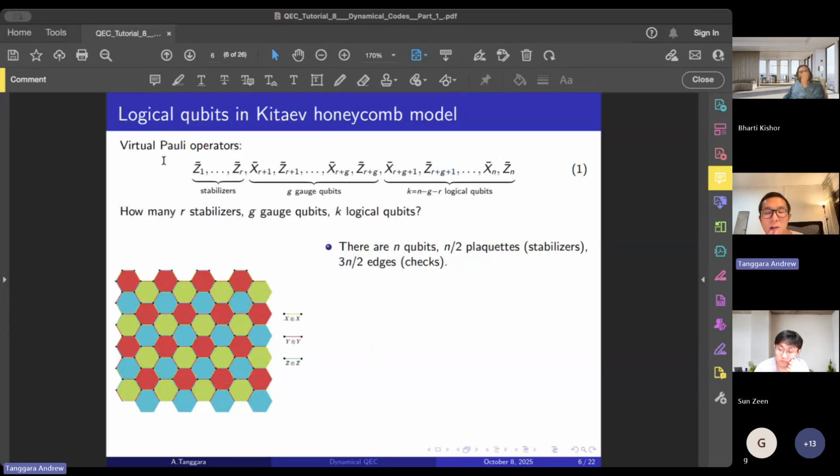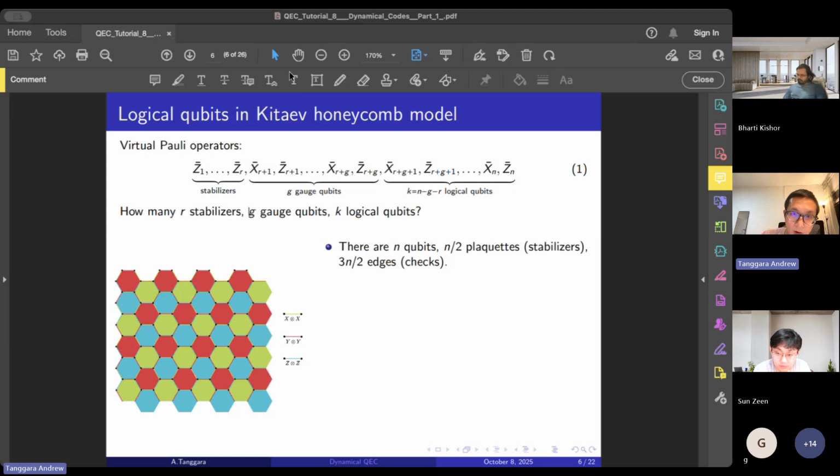So if you recall what Derek has covered on this subsystem code, you must allocate some space for stabilizers, some for gauge qubits, and the rest for logical qubits. So how many stabilizers, gauge qubits, and logical qubits does this Kitaev subsystem code have? In total we have n qubits.